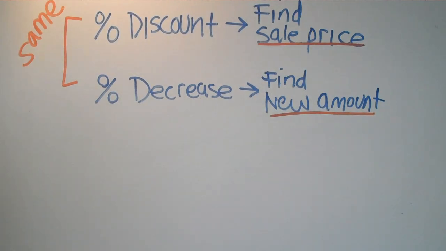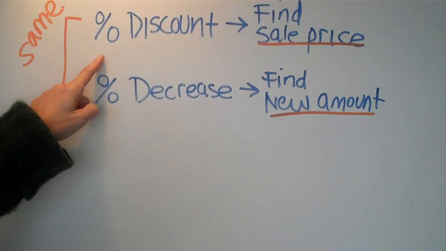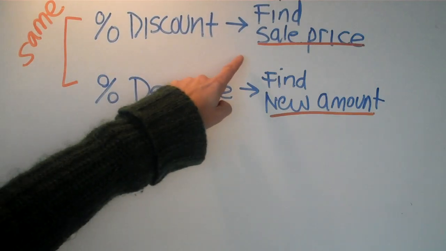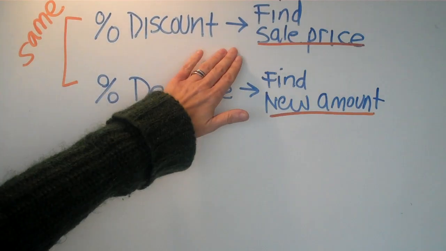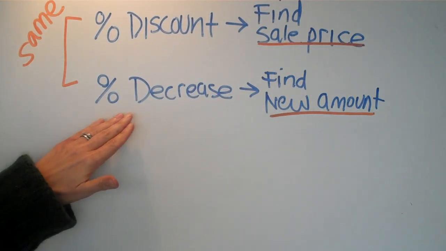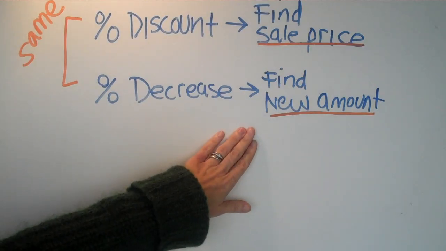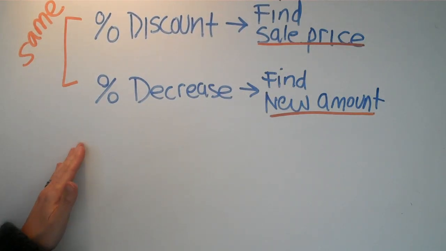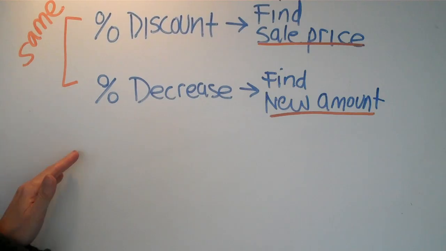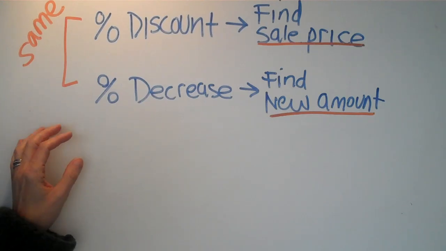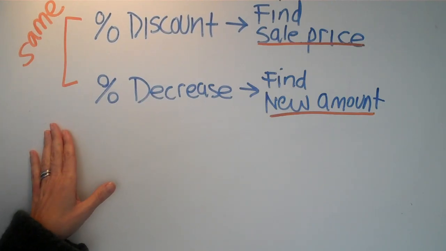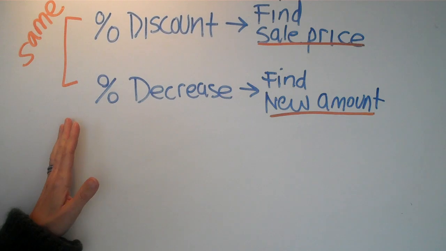Okay, we're going to look at finding the discount as it relates to finding the sale price. So given a % discount, you're going to find the sale price. Given a % decrease, you're going to find the new amount. This is different than the other video that I made about discount and % decrease. If you haven't seen that video, I need you to look at that first because that'll explain at least the first step in this process.